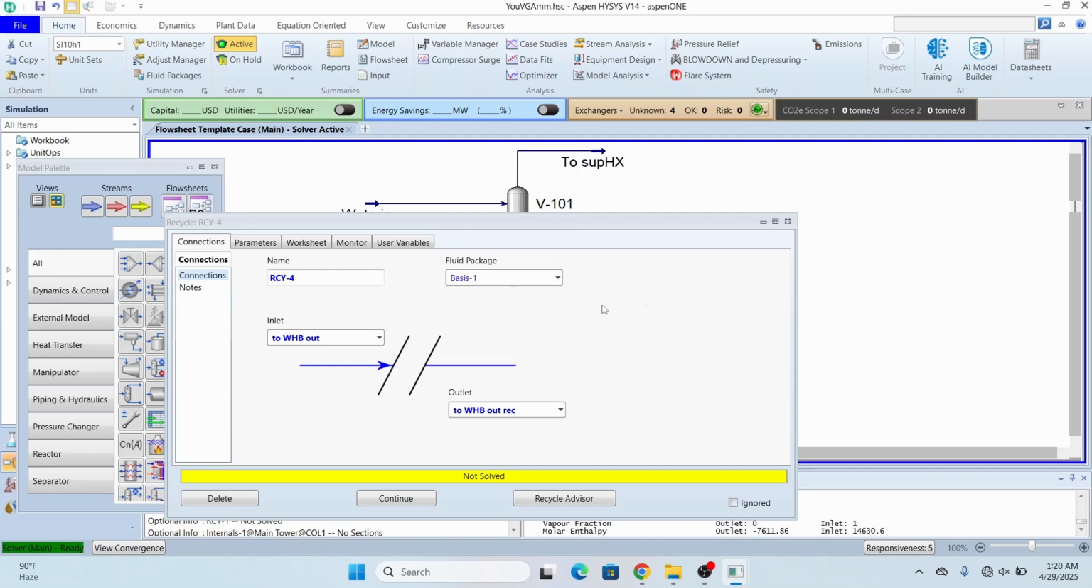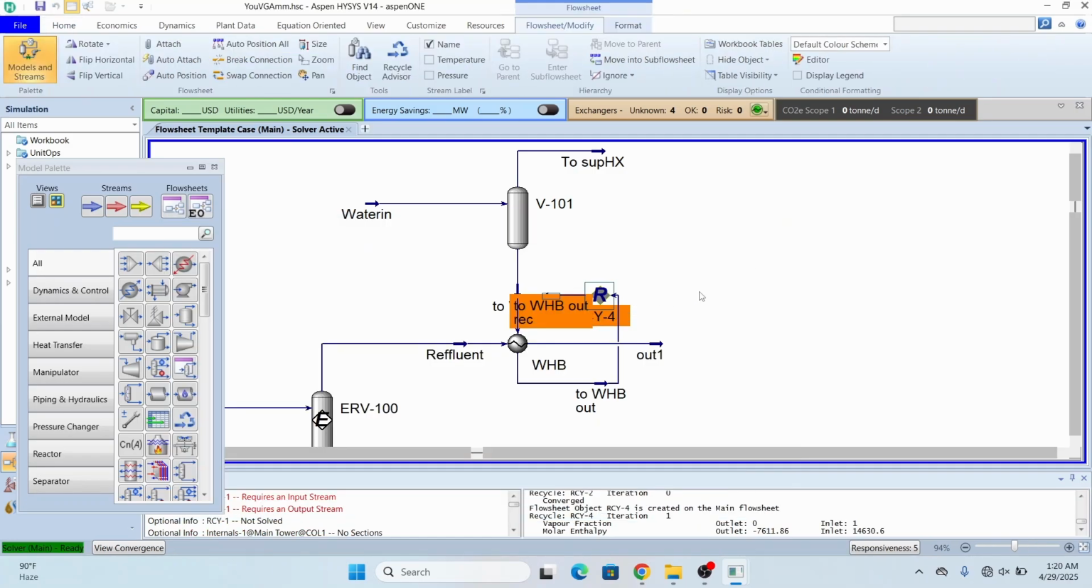It says that it is not solved. It is just taking a little bit of time. You can drag it to here, place it over here, or you can just do that. So that is good.